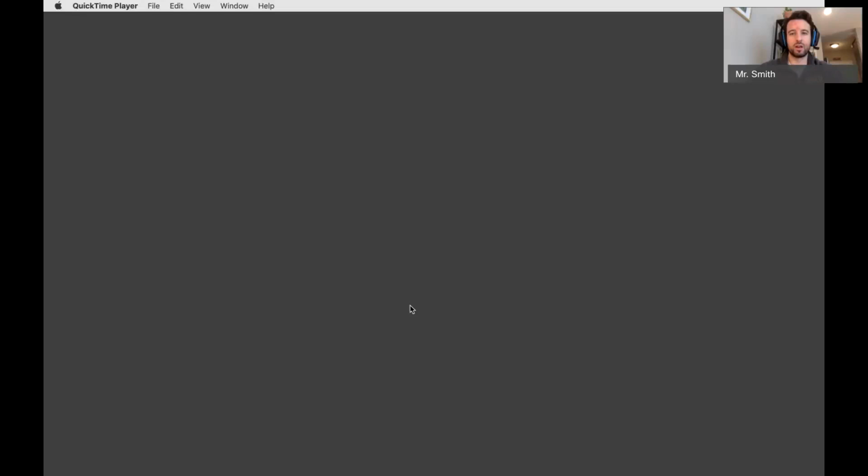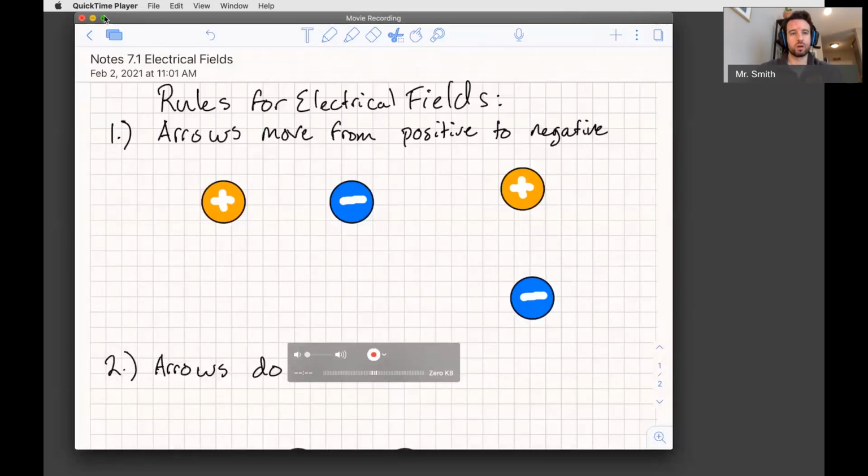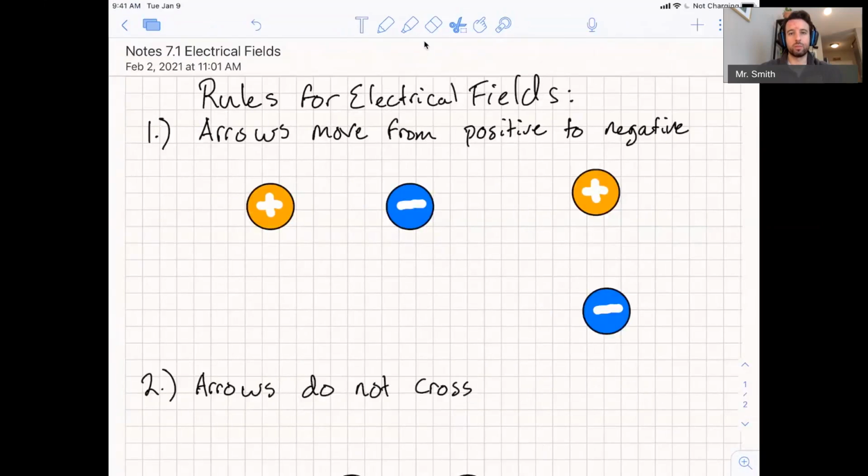Hey folks, today we're going to be talking about electric fields. So what I'm going to share with you right now is my notepad. Okay, so there are two rules when it comes to electric fields.